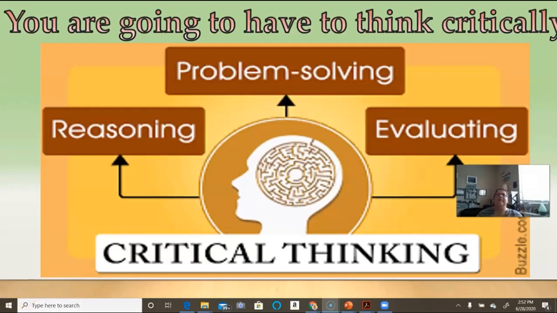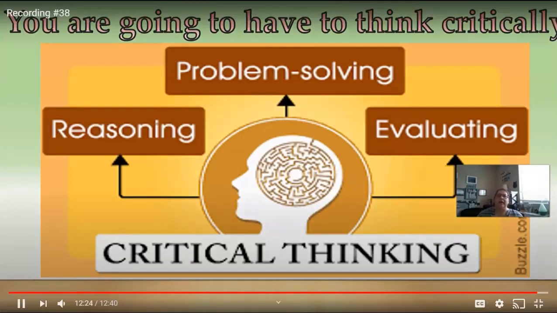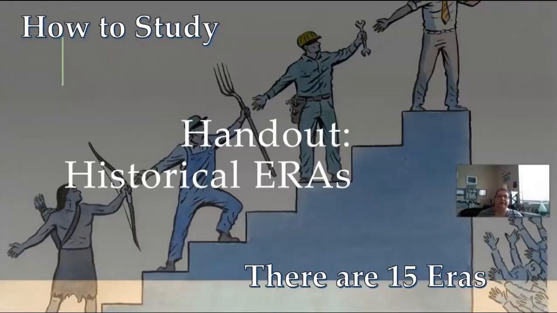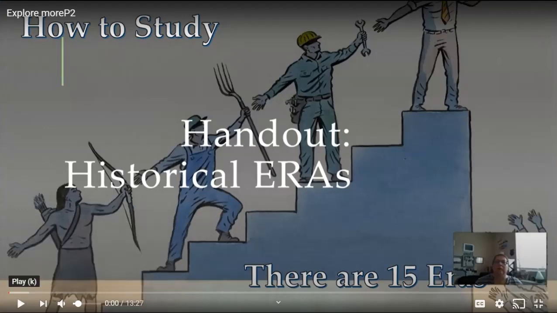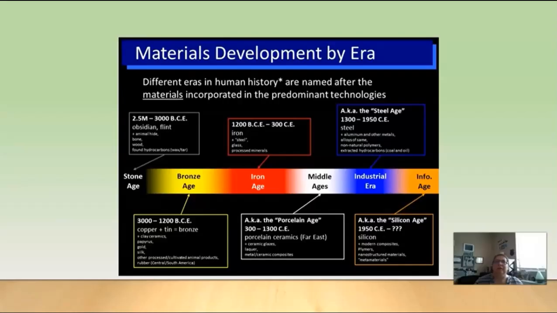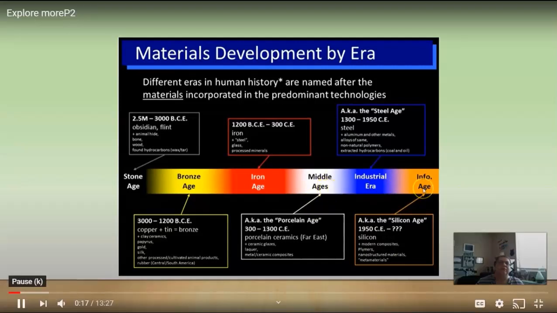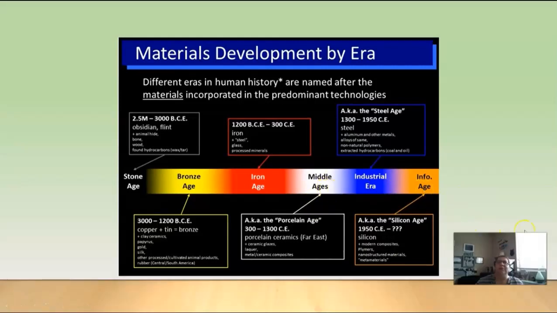During this time, if we were live, I would hand out a handout for you that has all the different eras. However, since we're doing this online, I will provide you that handout, and it'll all be in the Google Classroom, but I'm going to show you how it's broken down. So there are 15 eras. So let's go on. And here we can see a timeline of some of the eras that we're going to speak about here. Stone Age, Bronze Age, the Iron Age, and the Middle Ages, then Industrial Age, and of course, the Information Age.